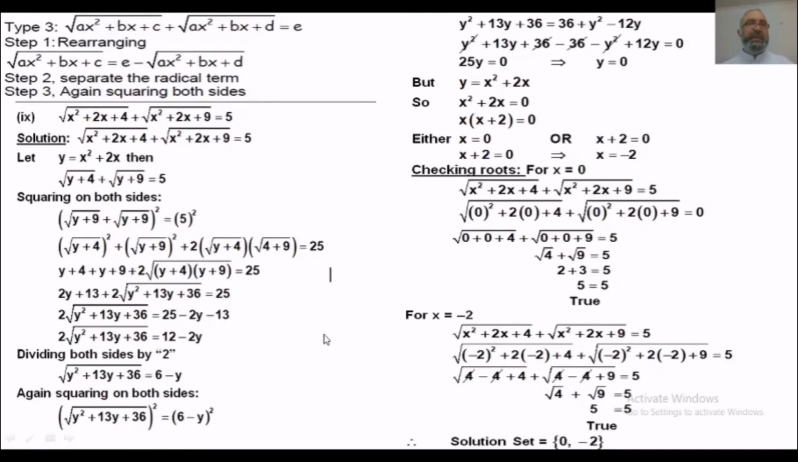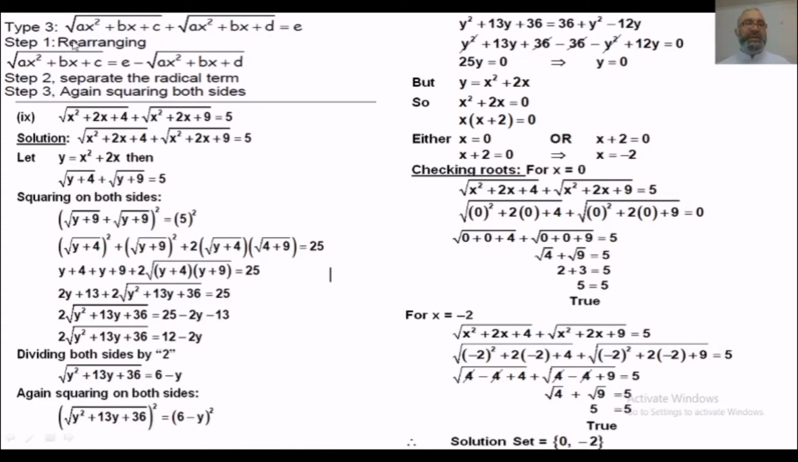Next, we come to type 3 equation. Next we have the third type of radical equation, of the form square root of ax square plus bx plus c plus square root of ax square plus bx plus d is equal to e. E may be any constant, 1, 2, 3, 4, etc. For example, in the given question here, e is 5, e is a constant.